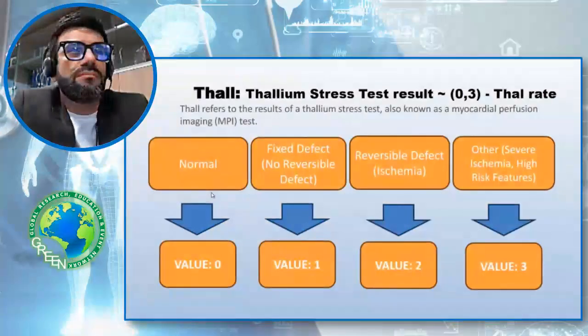The next slide gives us another attribute, THAL, meaning the Thallium stress test result. It refers to the result of the thallium test, also known as myocardial perfusion imaging, or the MPI test. And again, we can see the distinguished items and values here, from normal to severe ischemia or high-risk features.